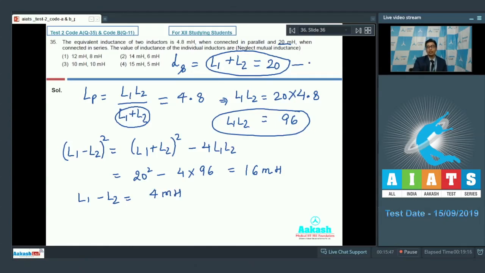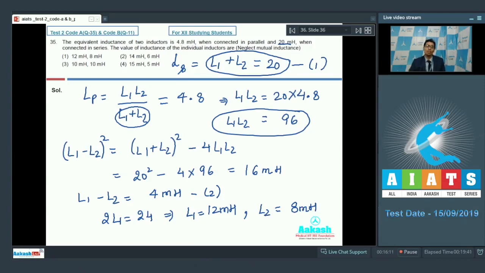Let us label this equation as equation 1 and this equation as equation 2. If we add equation 1 and equation 2, we get that 2L1 is equal to 24, which means that L1 is equal to 12 millihenry. And further, L2 can be calculated to be equal to 8 millihenry. Therefore, dear students, the correct answer for this particular question should be option number 1. Now let us proceed to the further question, which is question number 36.